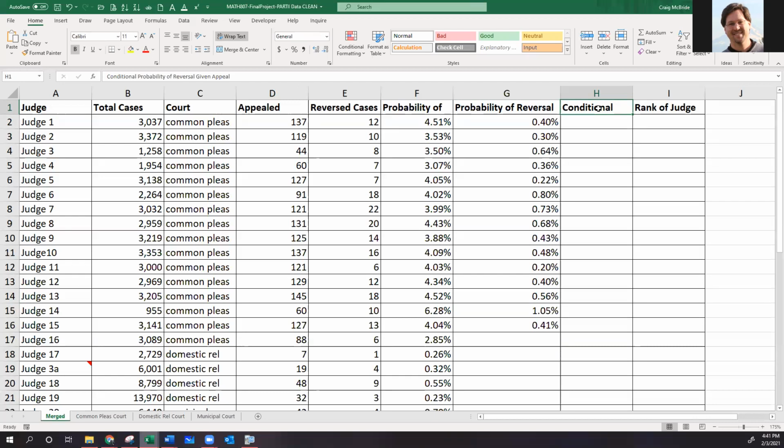Which is kind of a stupid question because I'm not a lawyer, but I didn't think you could reverse something without appealing it. So I thought you had to appeal it in order for it to be reversed, but maybe that's not the case. I should ask my friend, he's a lawyer.